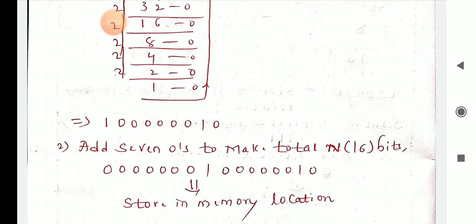So this is the representation of unsigned integers using 8 bit and 16 bit memory locations. Okay, so you have to follow 2 steps only. This is a simple representation of unsigned integers. I hope you understand this.